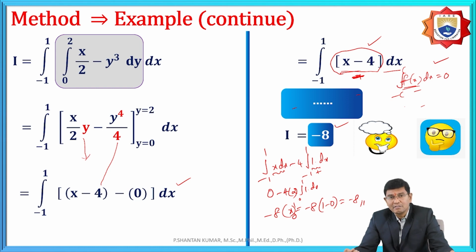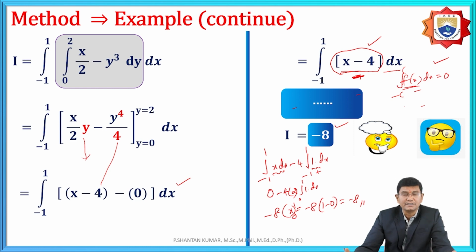The first part is clearly an odd function, and the second part is an even function. Based upon that, we know the formula: for the integral between minus c and c, if the function is even, it is changed to 2 into 0 to c. But if the limits are minus c to c and the function is odd, the value will be 0. Applying these two formulas, the final solution is clearly minus 8.